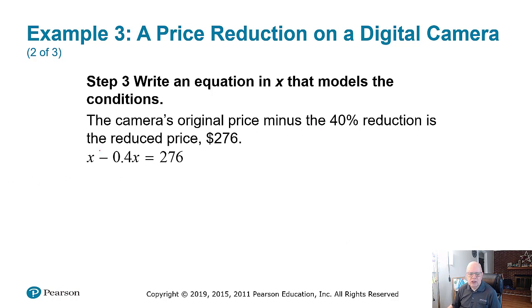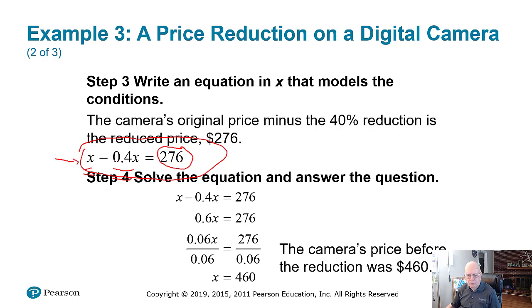So here's the equation. There's the original price X, the reduction 0.4X, or 40% of X, and this is what you paid after the reduction. Solve this equation, and you get the original price. So here we go. Combine those two X terms, get the 0.6X equals the 276 that you paid, and divide by 0.6, and here is the original price for the camera.